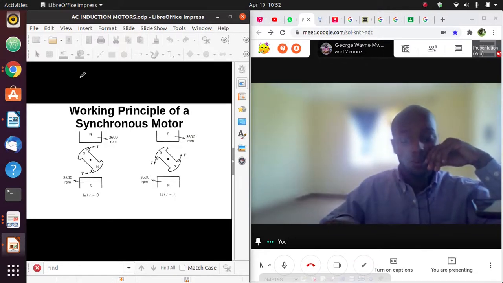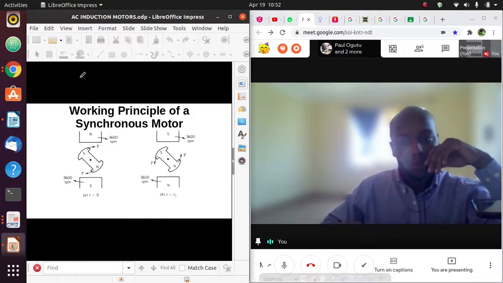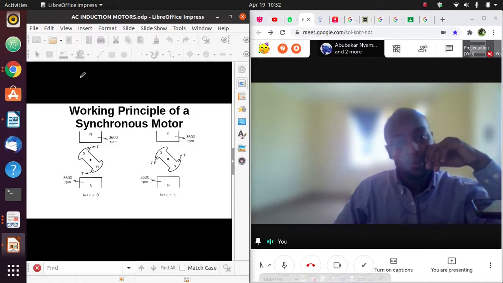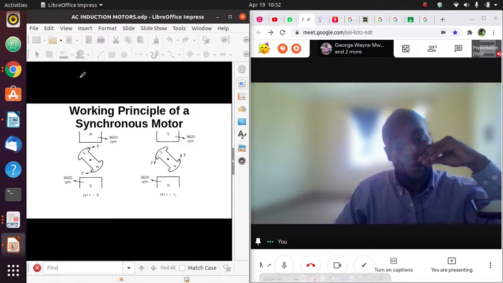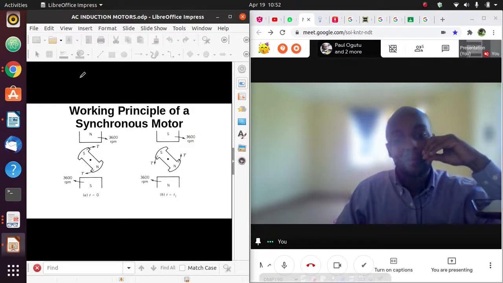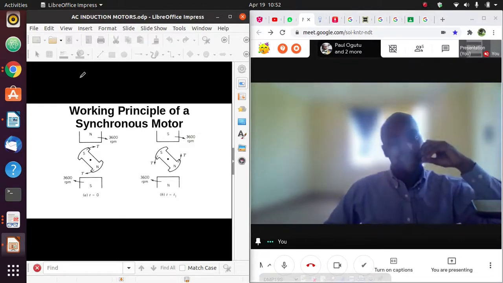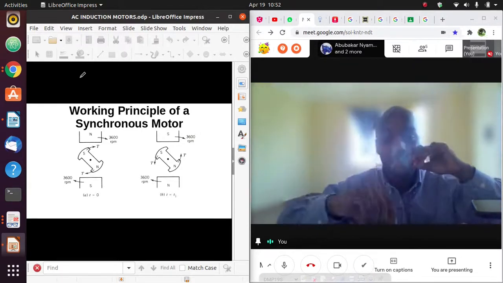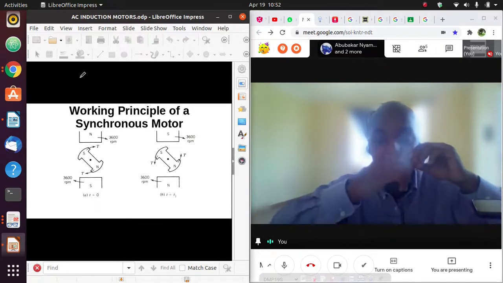I think the rotor is that. Yes, the rotor is the rotating part, and it is usually connected to the shaft. And the stator is the stationary part within the motor. We will look at them in detail during the constructional features of the AC motors.